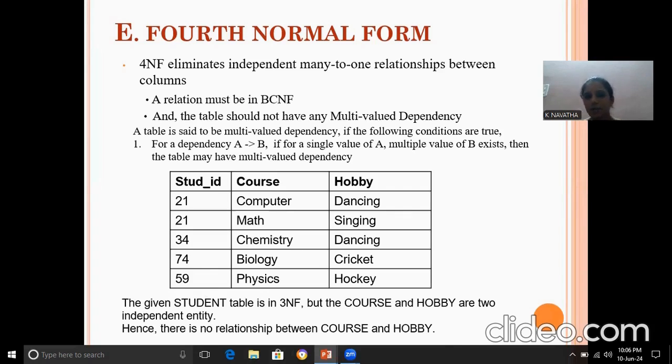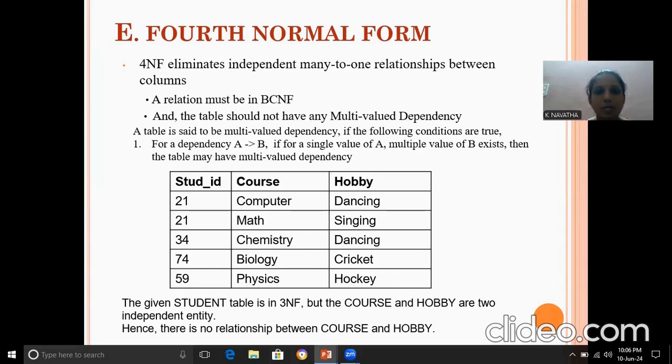Now the given student table is in third normal form, but the course and hobby are 2 independent entities. See here, the rule is what? It must be BCNF. So here it satisfies the condition, that is, it is in BCNF. It is in third normal form. But the course and hobby are 2 independent entities. The condition for the fourth normal form is what? It must not have any multi-value dependency.